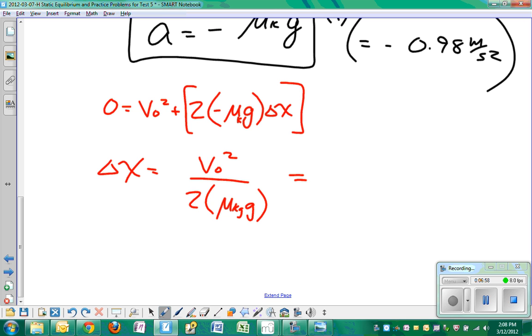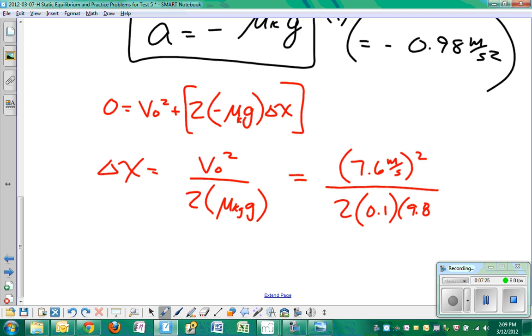You sort of recognize things that happened before. Remember, v naught squared over 2g was how high a projectile would go if it was fired straight up at v naught? All right, so v naught was equal to, what was it, 7.6 meters per second? Or 6.7? 7.6 meters per second, quantity squared, divided by 2 times 0.1 times 9.8 meters per second squared.